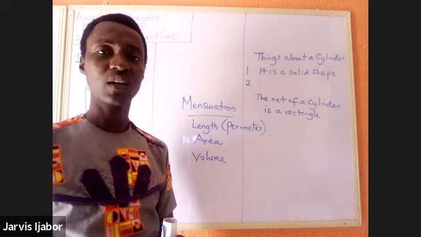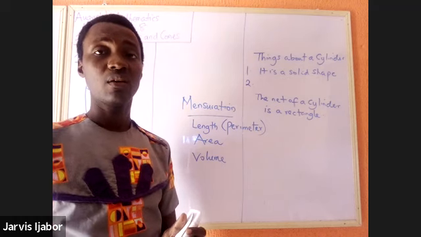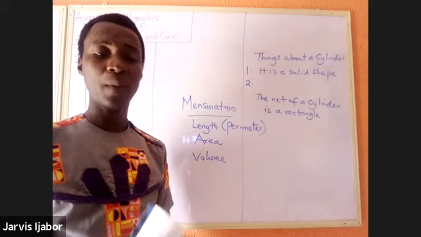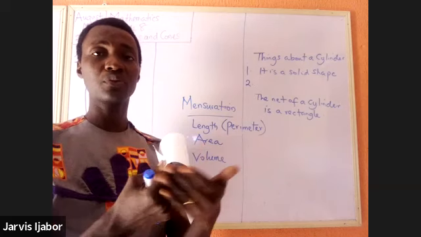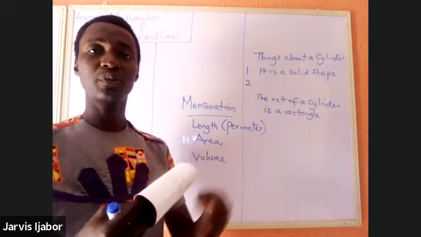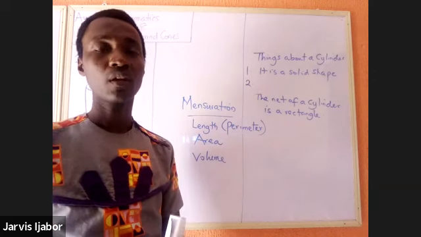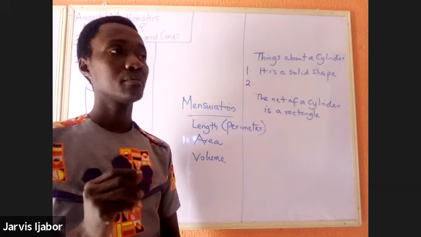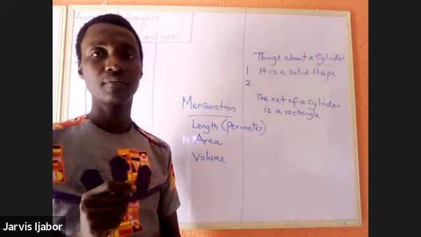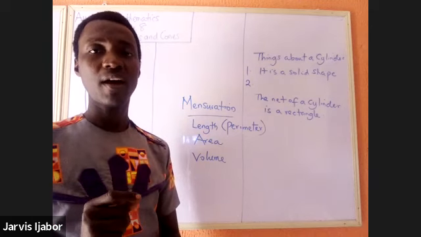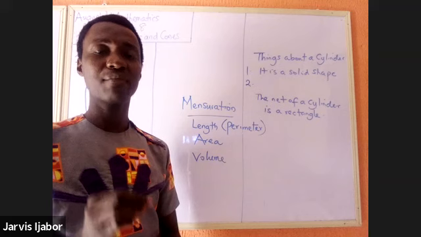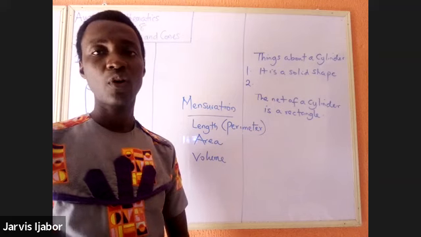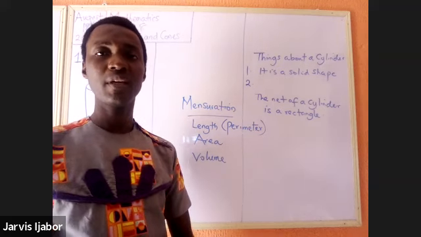Information you must take or you must note. Let me go over number two again. What did I say? If it's closed, what happens? It's made up of two circles and a folded rectangle. Number three, there are three key measurements that can be made from a cylinder.